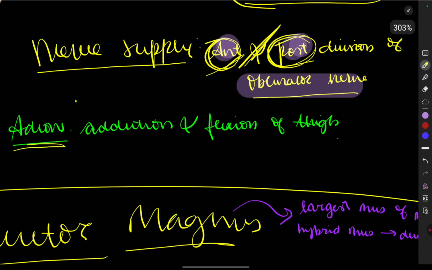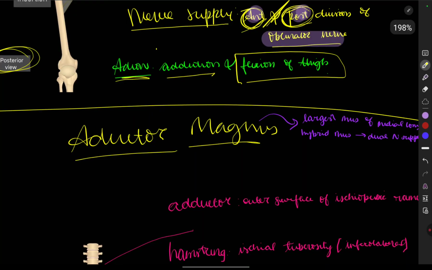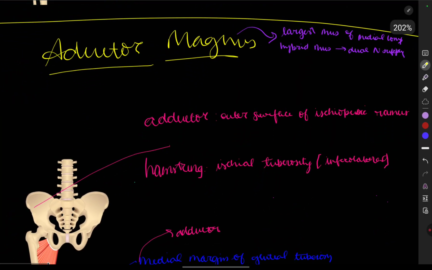So what are the actions of this muscle? Of course the adduction and the flexion of thigh, okay. Remember, it helps in the flexion of thigh, okay. Adductor brevis, it helps in the flexion of thigh. Now moving to the adductor magnus.